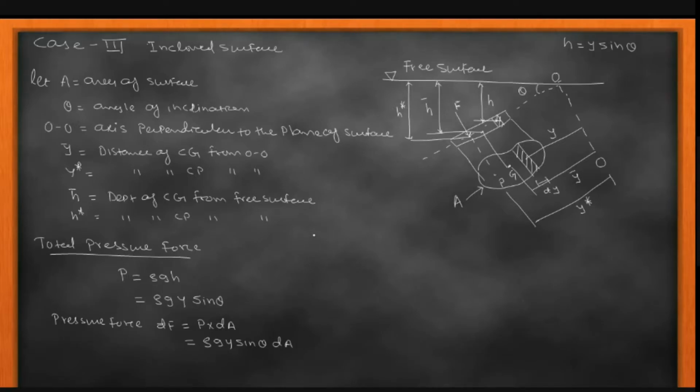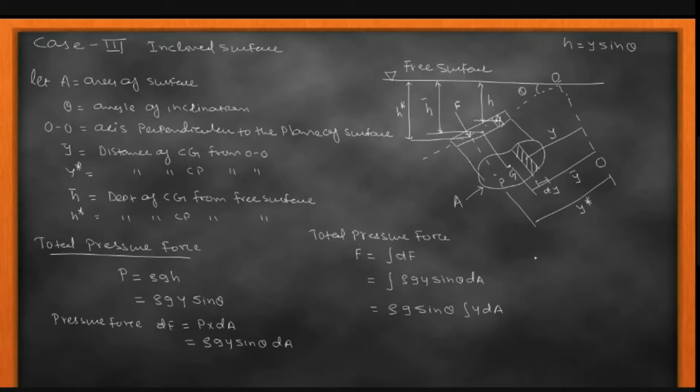So now for the total pressure force, F equals the integration of dF. So we put in the value over here, that is rho into g into y into sine theta into dA. So what we get: rho is constant, g is constant, and theta is also not a function, it is a constant, we cannot vary this theta. So finally we get the integration of y into dA.